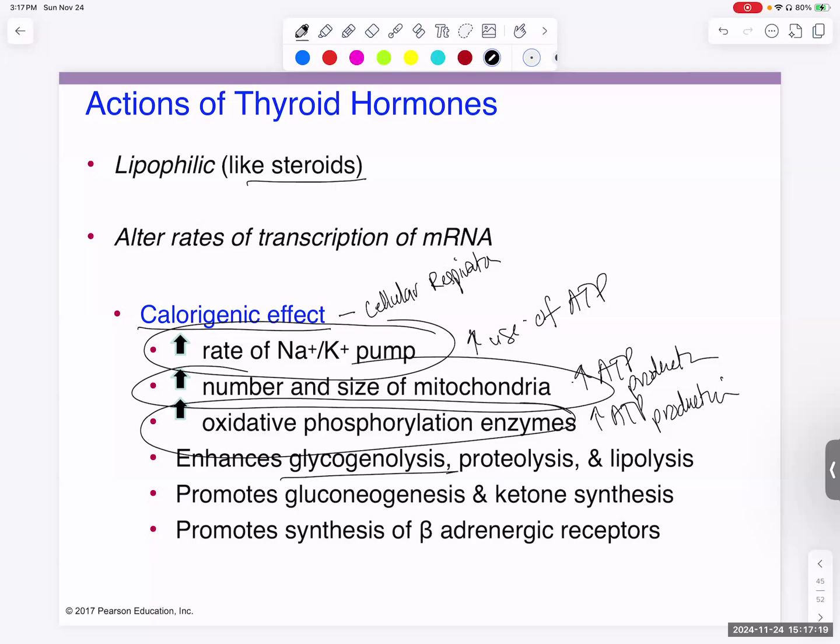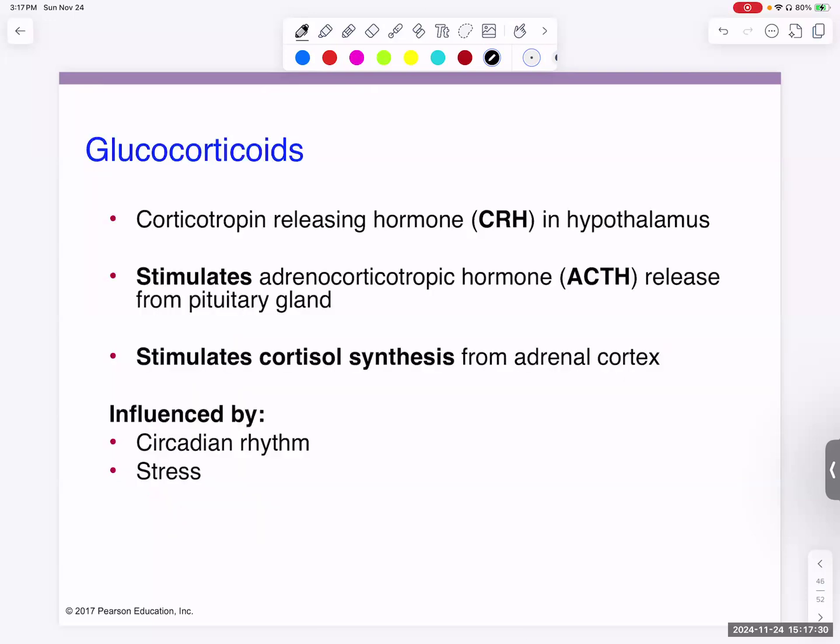Enhances the breakdown of stored glycogen and stored lipids, promotes new glucose or gluconeogenesis and ketone synthesis, and promotes the synthesis of beta adrenergic receptors for adrenaline.